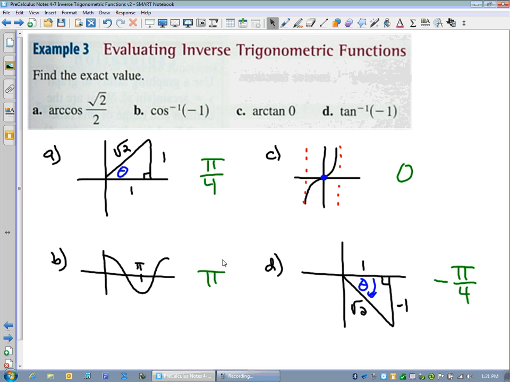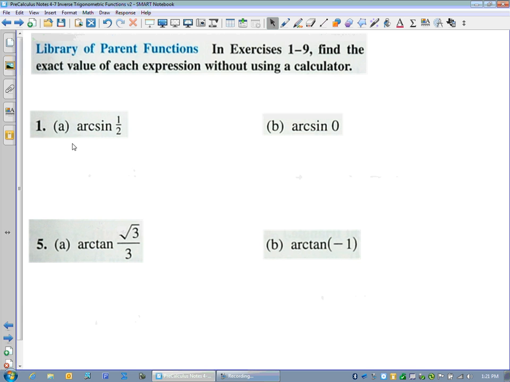Okay, now we're going to go through some properties that can help save some time. And there are a few restrictions on these. Oh, wait a minute, we have some more example problems before we get to those.